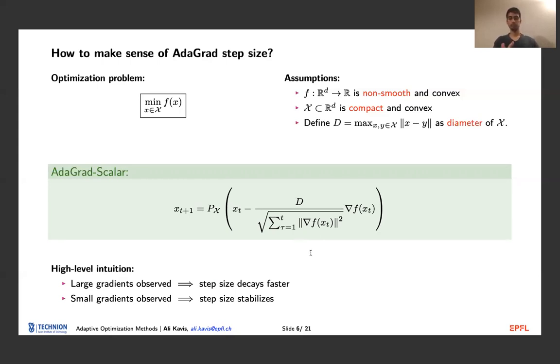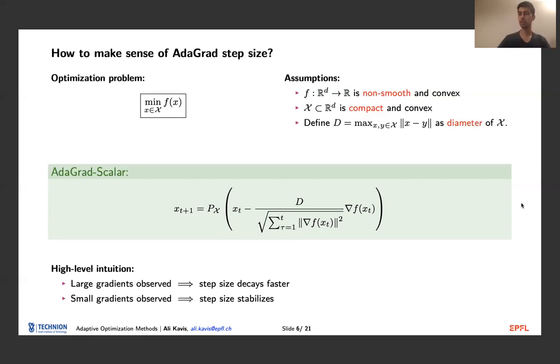Let's assume that our gradients have more or less similar norms, or more or less similar magnitudes. In that setting, the step size decays as 1 over square root of t, which is similar to what SGD does. And hence, we are selecting our step size adaptively depending on the history of the magnitude of the gradients that we observe.